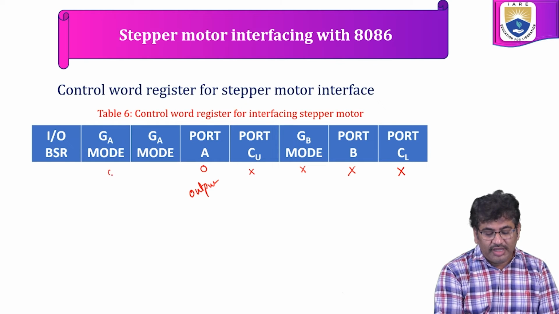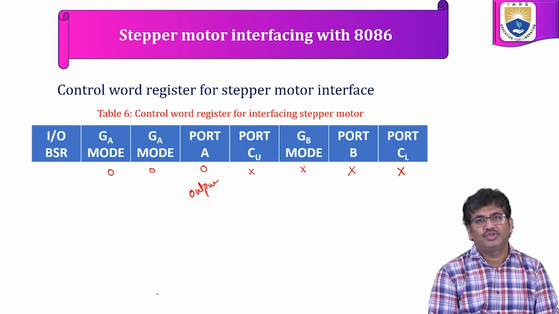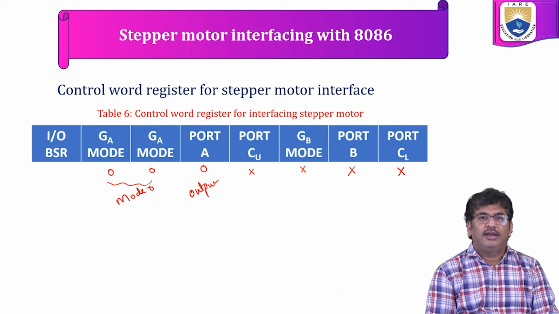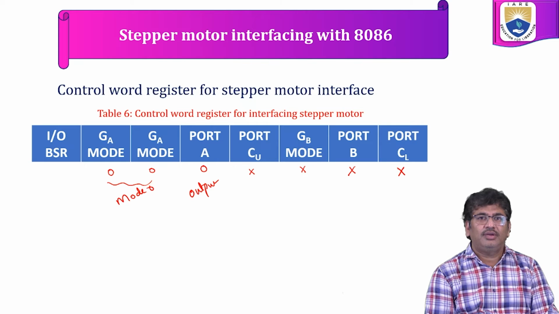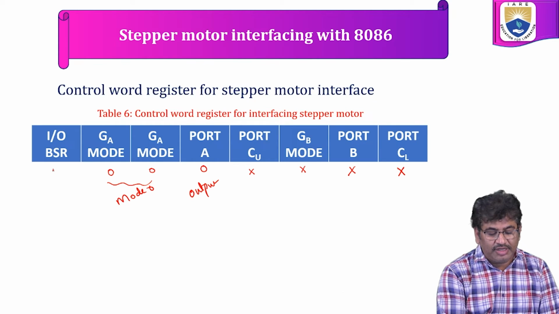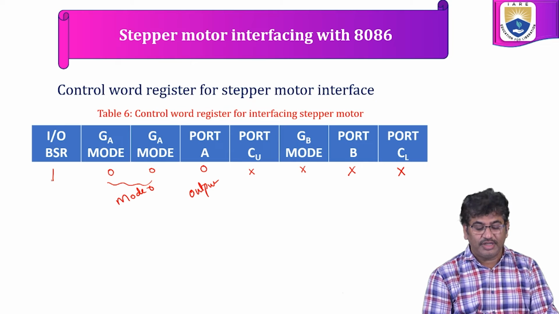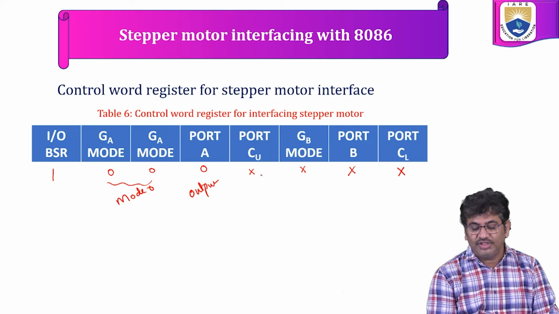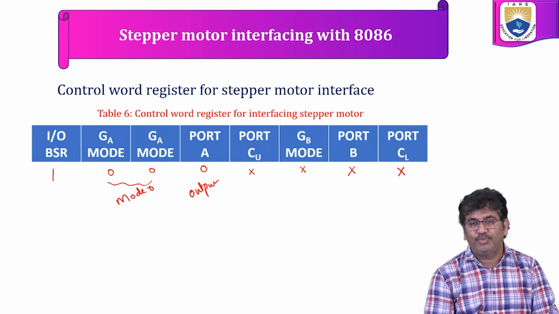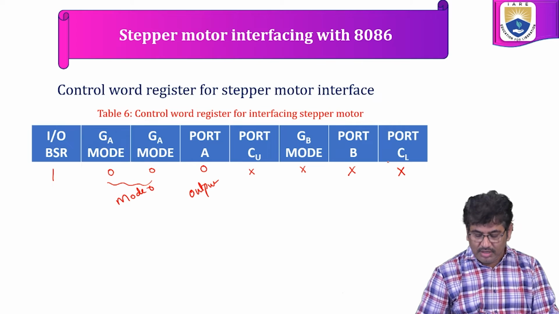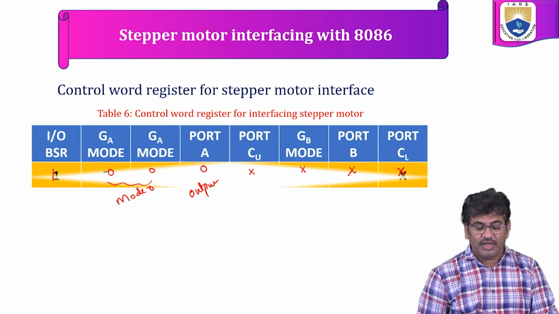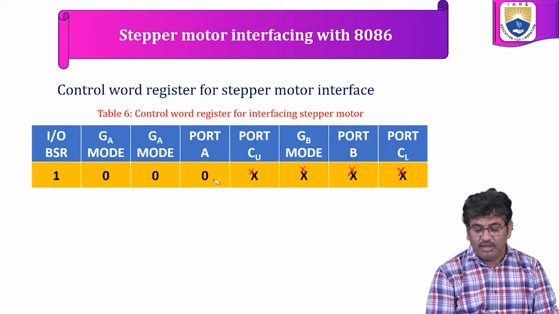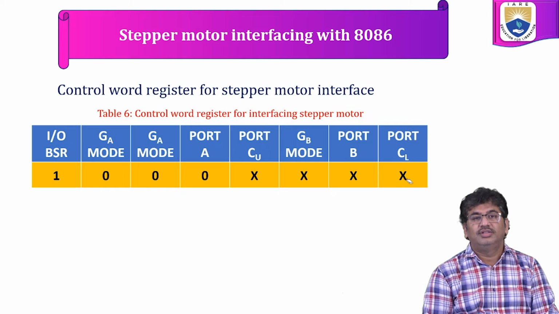The mode of operation is a simple or basic IO mode, so mode 0 we are going to choose for group A, and the ports are used for IO operation. So the MSB bit is equal to 1. The next two bits are 0, 0. The port A bit is 0. Port C and the group B mode are don't cares. So the value which we have to write for the control word register is 1, 0, 0 and the LSB values are 0, 0, 0.